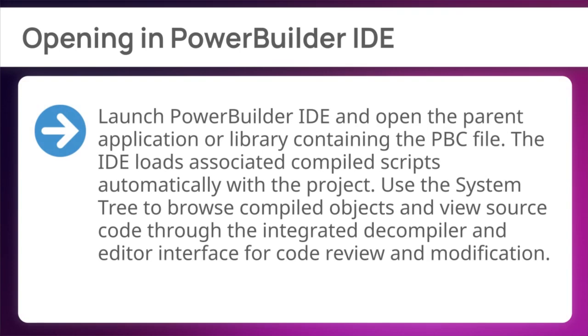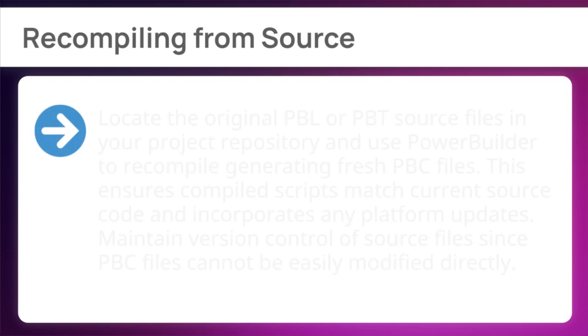Launch PowerBuilder IDE and open the parent application or library containing the PBC file. The IDE loads associated compiled scripts automatically with the project. Use the system tree to browse compiled objects and view source code through the integrated decompiler and editor interface for code review and modification. Next, recompiling from source.